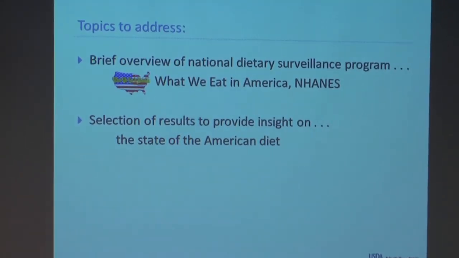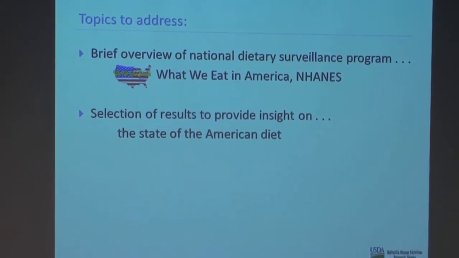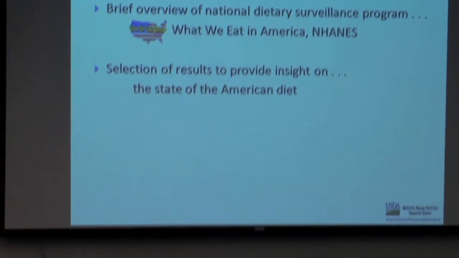The dietary status, or the portion of this national survey, we call What We Eat in America. Then I'm going to give you just a sampling of what some of the results are, to give you an insight into what is the current state of the American diet. So let's get started with the National Surveillance Program of Health that the federal government does.